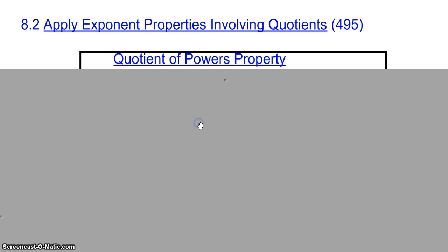Okay, Algebra 1, we are in Chapter 8, Section 2, and we are applying exponent properties today involving quotients. Yesterday was all about products. Today is all about quotients. So what operation are we talking about today? Division. Okay? So again, you've had previews of this in 7th grade pre-algebra.